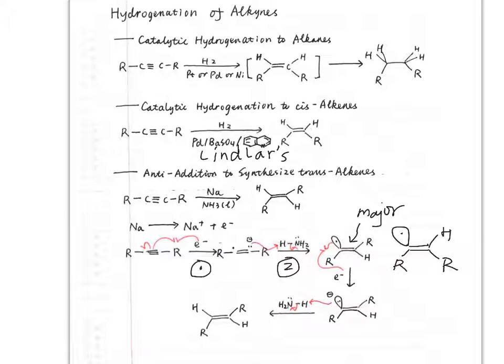reaction intermediate, and the E would undergo another single electron transfer over here, and essentially you generate another vinyl anion. And this anion could be further protonated, essentially generating the trans alkene. So by doing this, you're generating the trans alkene.